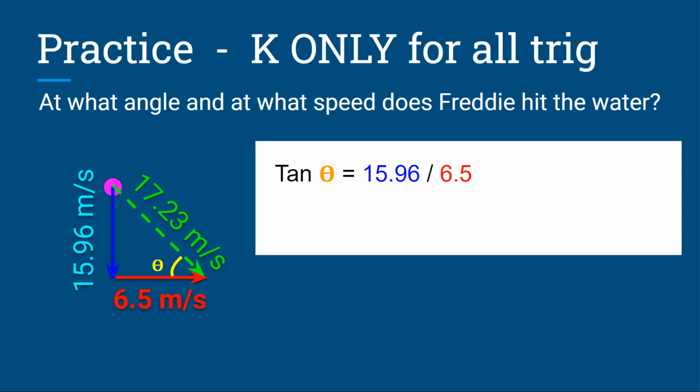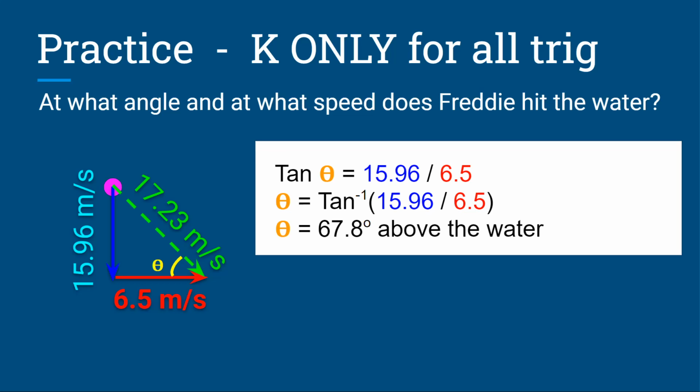Okay, so if I want to solve for an unknown angle, anytime you're solving for theta, you're going to be using the inverse of that trigonometric function. So inverse tangent in this case of 15.96 divided by 6.5. That's what goes in your calculator. If you want to try it out, but please make sure you're in degree mode. Okay, if you take that inverse tangent of 15.96 divided by 6.5, you get an angle of 67.8 degrees above the water.